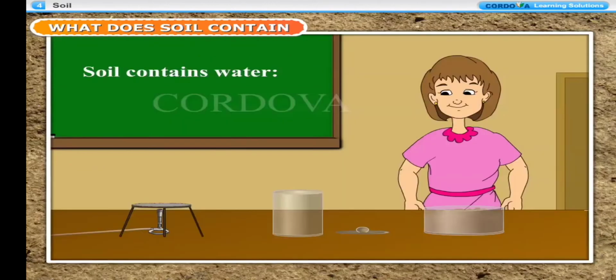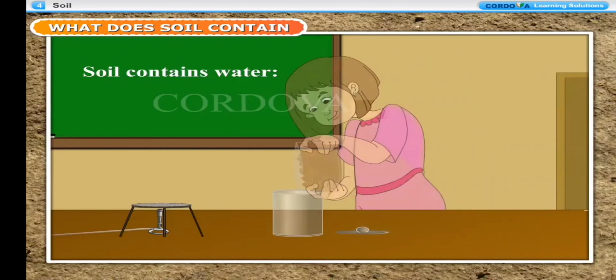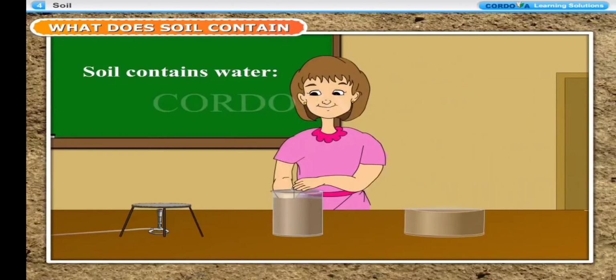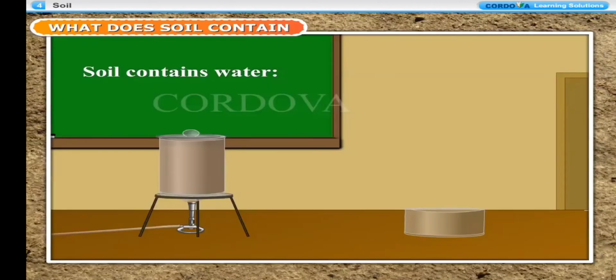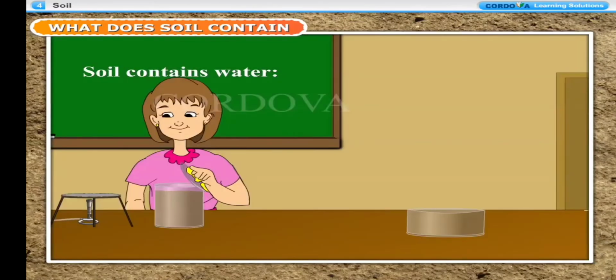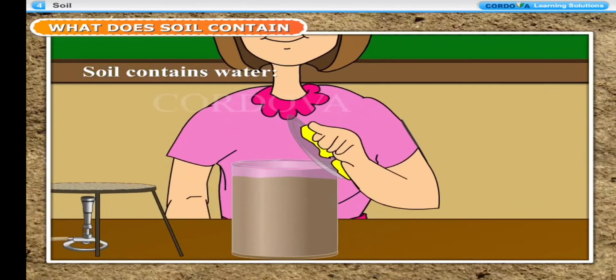Soil contains water. Take some soil in a container. Cover it with a lid. Heat the container for some time. Open the lid. We see the drops of water on the lid.